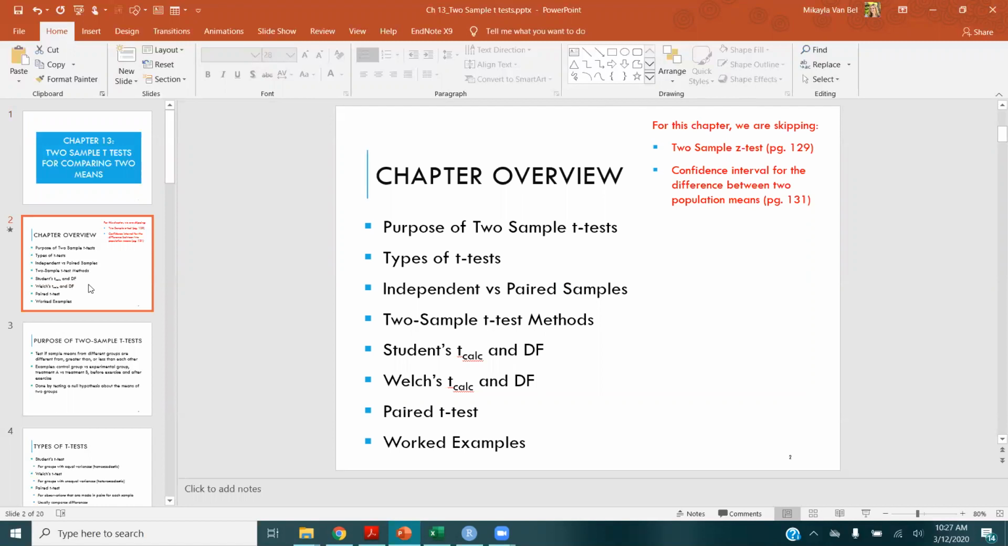Two important notes for this semester. In this chapter, we are skipping the two sample z-test, which is found on the bottom of page 129 in your lab manual, and we are skipping the confidence interval for the difference between two population means, which is at the bottom of page 131. That is what we are skipping for lab. Lecture may be different.